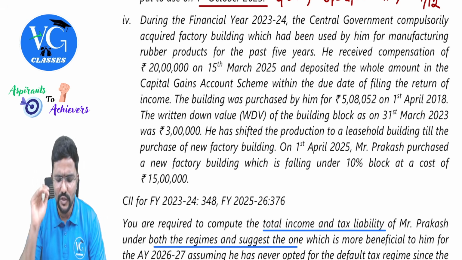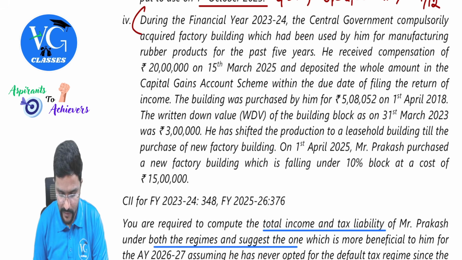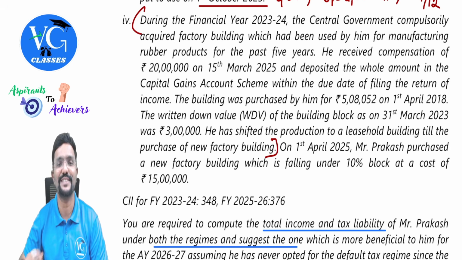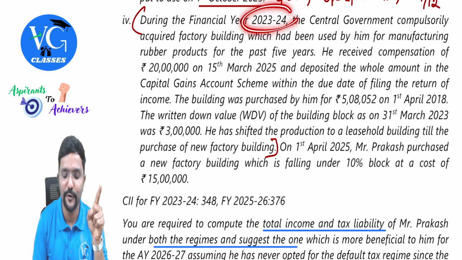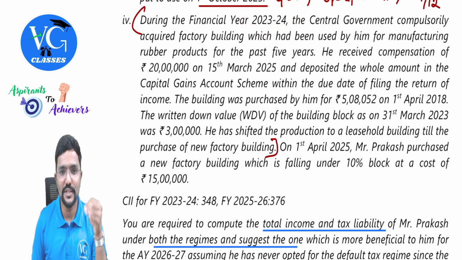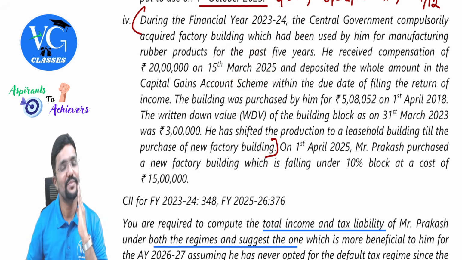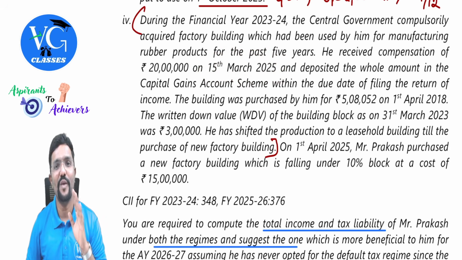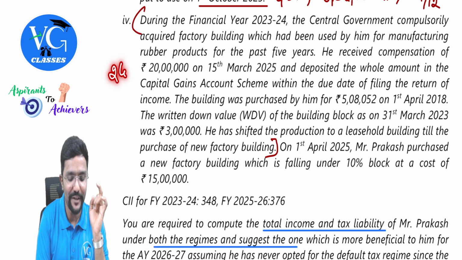Guys, this story is irrelevant for us. Sir, why, sir? So big paragraph they have given, you are telling irrelevant? Yes, because transfer happened in the year 23-24, and the installment or compensation is received in the year 24-25. So when is capital gains taxable? In the year 24-25, guys.